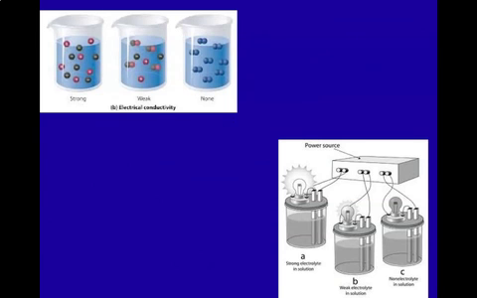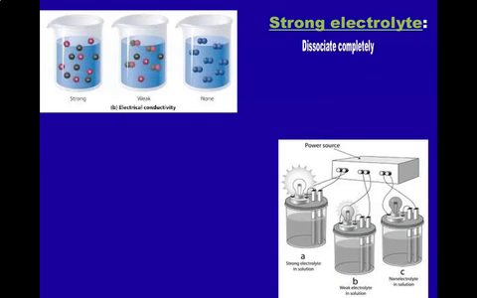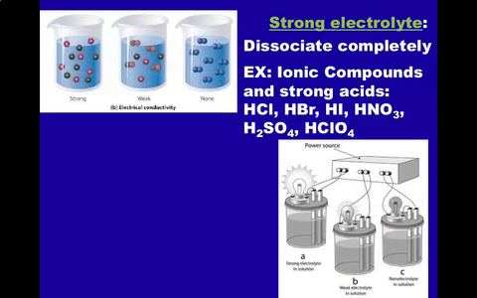Okay, so we're going to look at whether something is a strong or weak electrolyte. A strong electrolyte dissociates completely, which means all the parts of the molecules break apart. Examples of things that do this are ionic compounds and strong acids. And there are 6 strong acids, and honestly, you're just going to have to memorize these. You have hydrochloric acid, hydrobromic acid, hydroiodic acid, nitric acid, sulfuric acid, and perchloric acid. And if you look at the picture on the top left where it says strong, you can see they've all broken apart into positive and negative ions. That's what dissociate completely means.